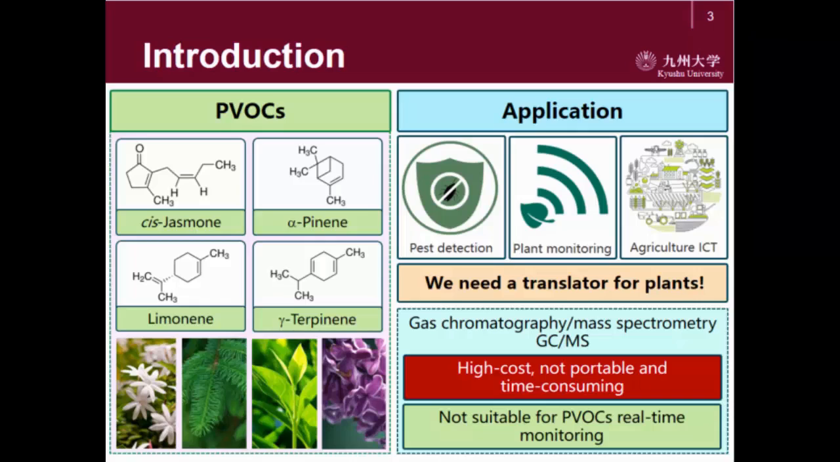But the traditional methods such as GC-MS can finish that work, but are not suitable for PVOC real-time monitoring because of their high cost, not portable, and time-consuming. So we need some sensors to detect the PVOCs with high speed, low cost, and high sensitivity. In this study, I will talk about these four important types of PVOCs.